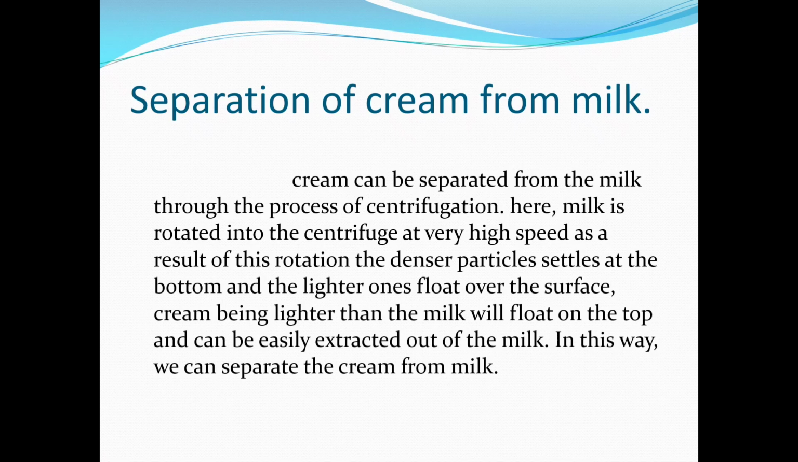What happens here is the milk will be put into the centrifuge apparatus, and it will be spun at a very high speed. As a result of the spinning, the cream which is present in the milk, being lighter than the milk, floats on the milk, and the denser particles will settle at the bottom. So as cream is lighter, it will come to the top, and we can get that cream easily as it is available on the top.